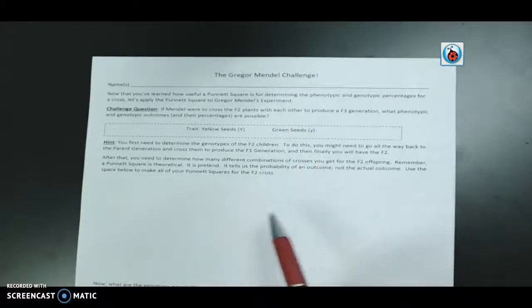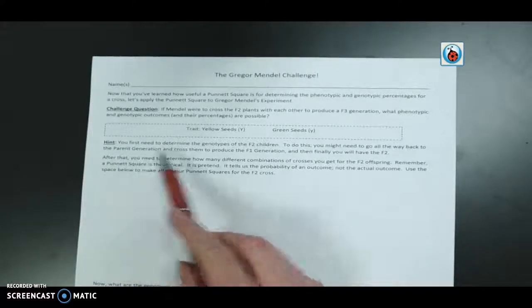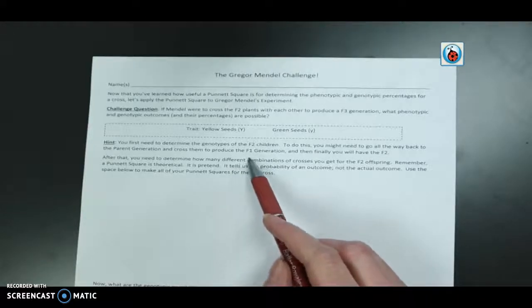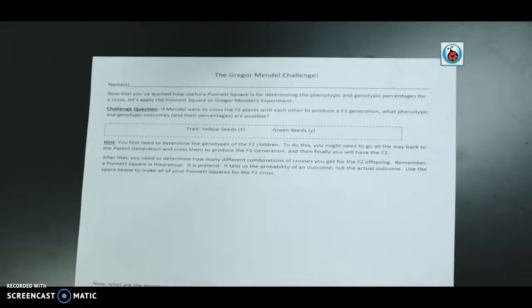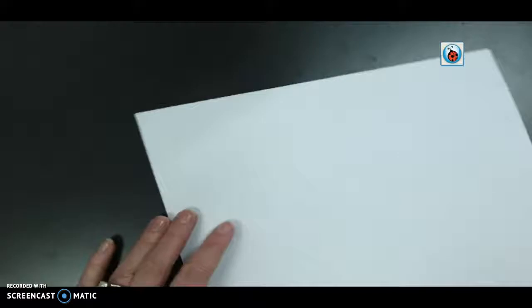Now to get started, there is a hint, and basically the hint says that you might need to go back all the way to the F1 generation and do your Punnett square crosses to get to the F2 so you remember what the genotype was for those F2 babies. So I'm going to show you that right now, just very quickly. I'm going to flip this page over.